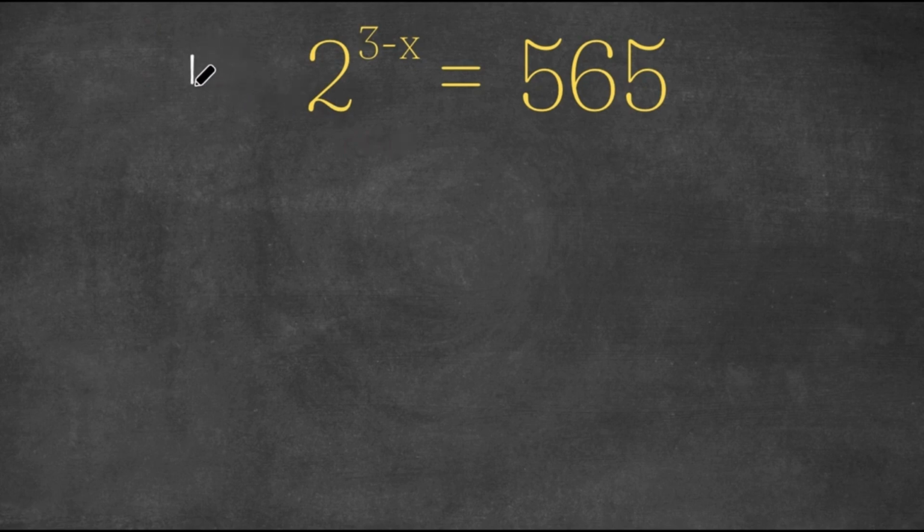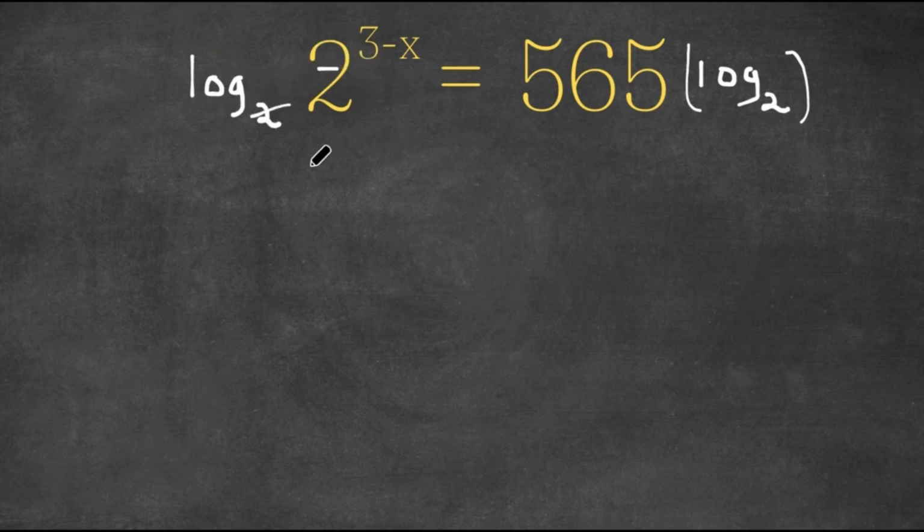So if I take the log of base 2 on both sides, then these two would cancel out because the log is the inverse of the exponent. On our left-hand side, I would simply have 3 minus x, and on the right-hand side, I would have log base 2 of 565.